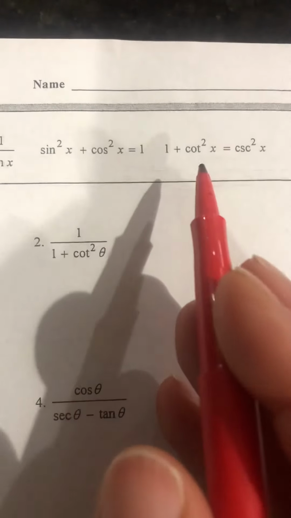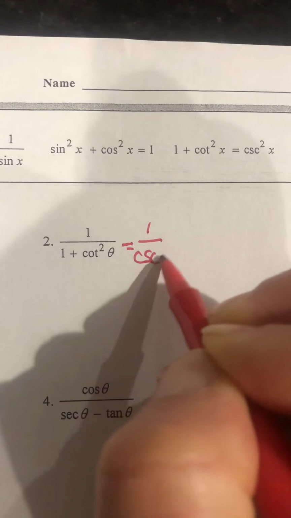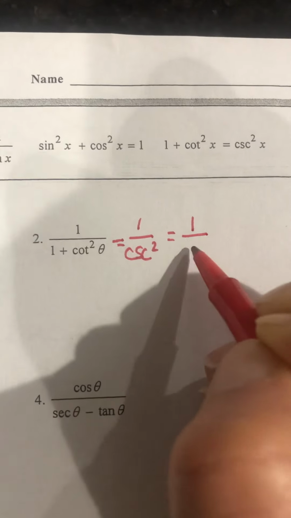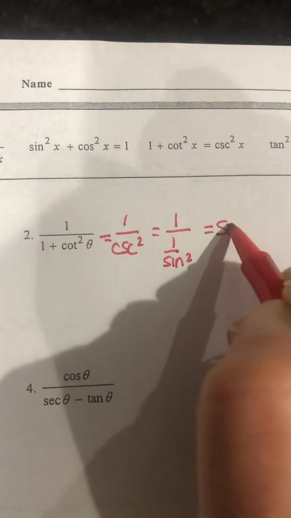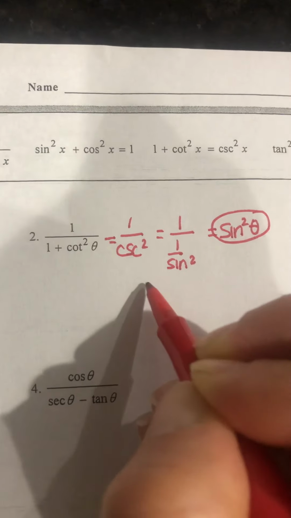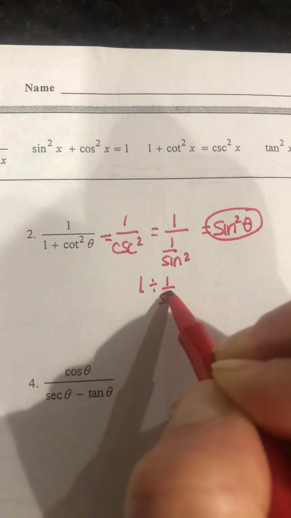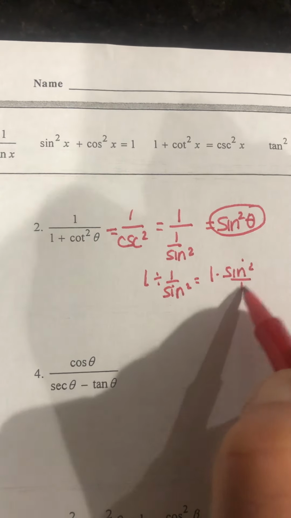As long as they're not asking you to prove them, I can say, well, 1 plus cotangent squared is cosecant squared. Cosecant squared is 1 over sine squared. 1 over sine squared is sine squared. And that's fine to just know that. You could write it out if you wanted to. It's 1 divided by 1 over sine squared, which is 1 times sine squared over 1, which is sine squared.